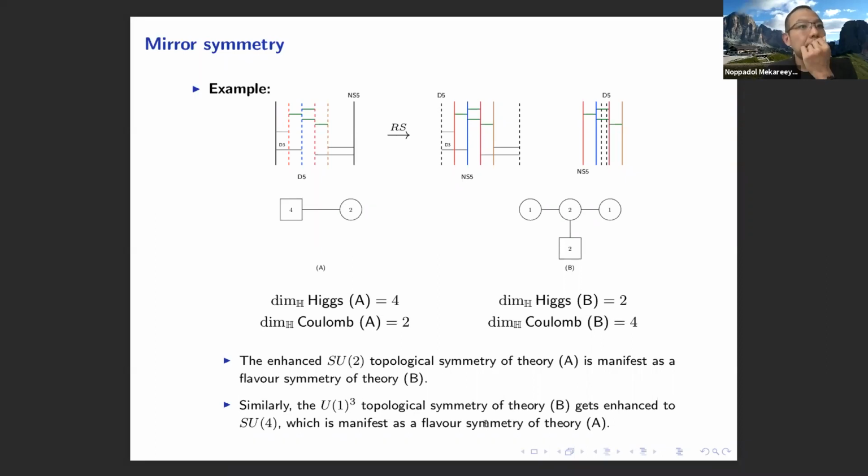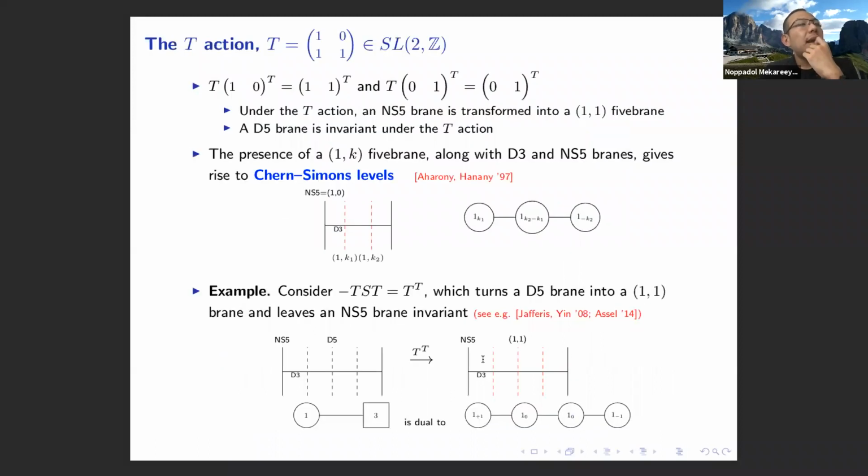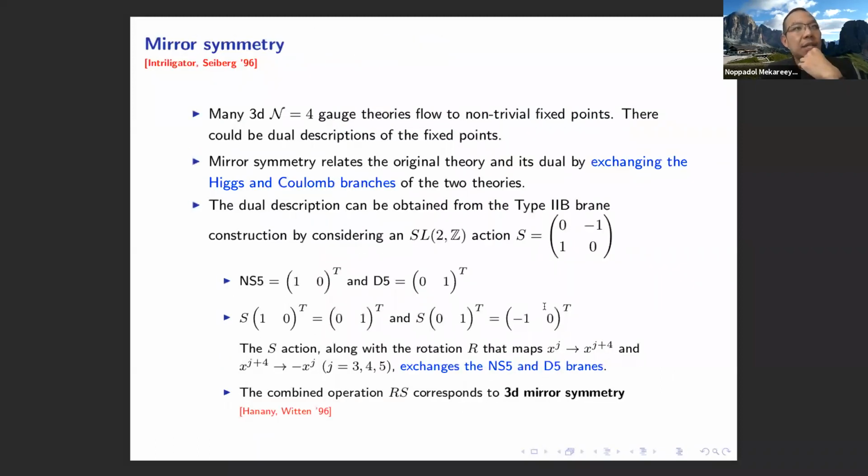Okay. So right. And this is the S action of SL(2,C). I have a question. Yes, please.